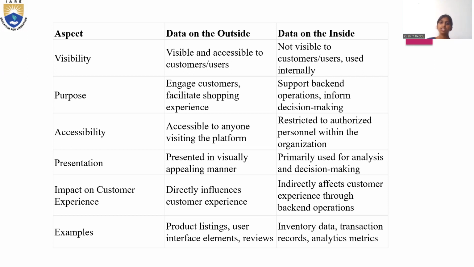Next is impact on customers' experience. Data on the outside has a greater influence because it is more visible to the customers. So it directly influences the customer's experience, whereas data on the inside indirectly affects customers' experience through backend operations. What are the examples of data outside? Like product listings, user interface elements, reviews, and so on. Next, for data on the inside, the examples are inventory data, transaction records, and analytical metrics.